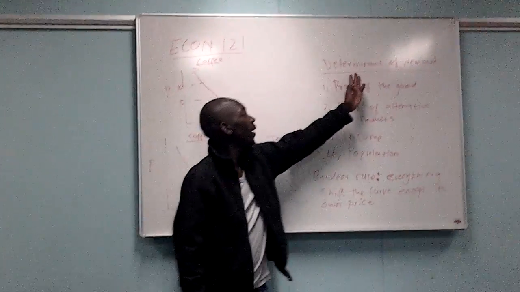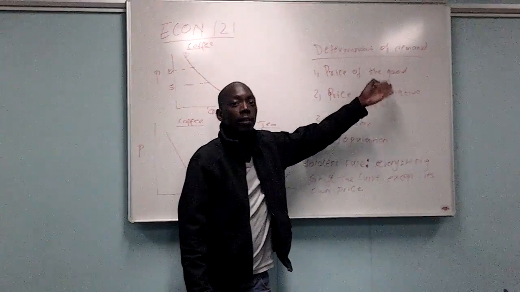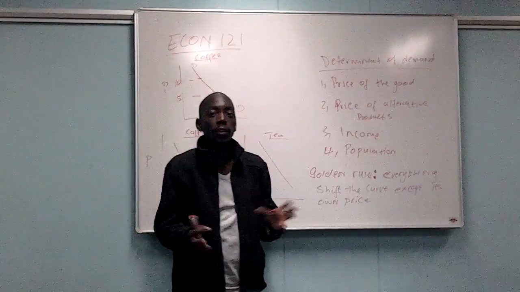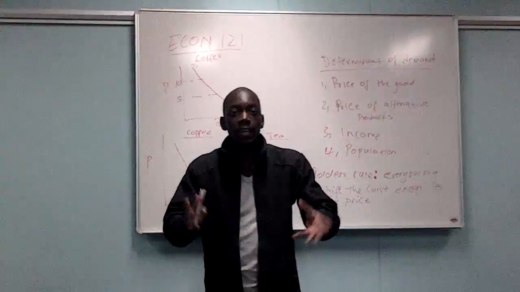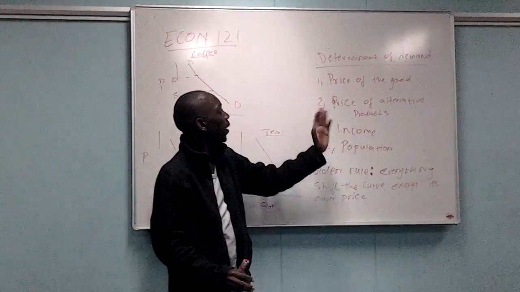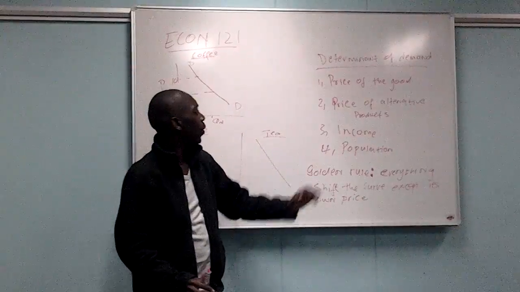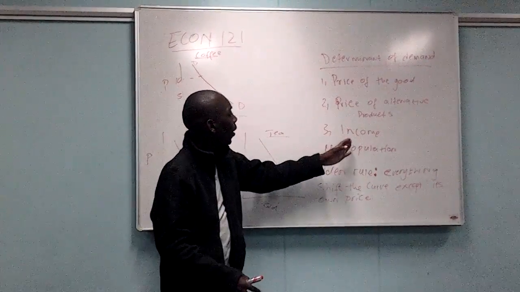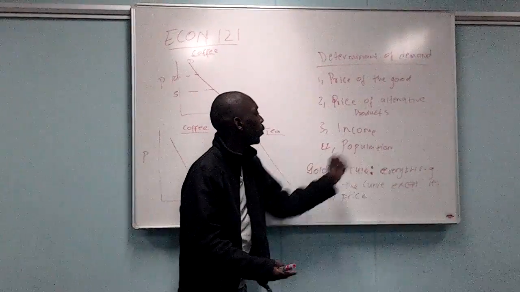Going to talk about the determinants of demand. What do they mean when they say determinant of demand? What they mean is things that make you want to buy. You want to buy because of the price of that product. You want to buy because of the price of an alternative product. We talk about income, and then we talk about population.